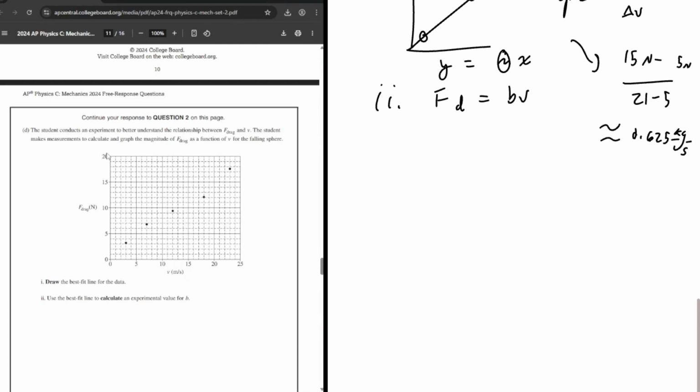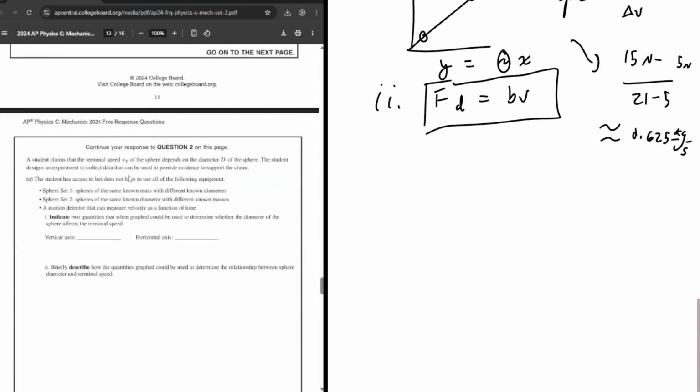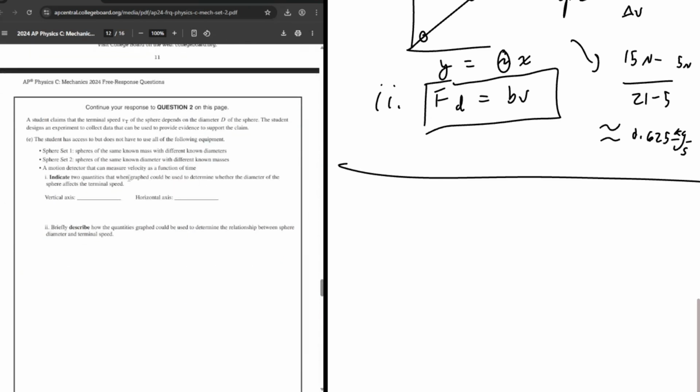So that's basically what you would do here. You would find the slope, and that slope would be your b. That's it. Use this fact that they gave you earlier, they said F drag is equal to bv, and then you can just leave it there. If you want more clarification on that, I recommend you go look at the first set 1 video that I made on this 2024 Physics C pre-response guide, where I do it in more detail.